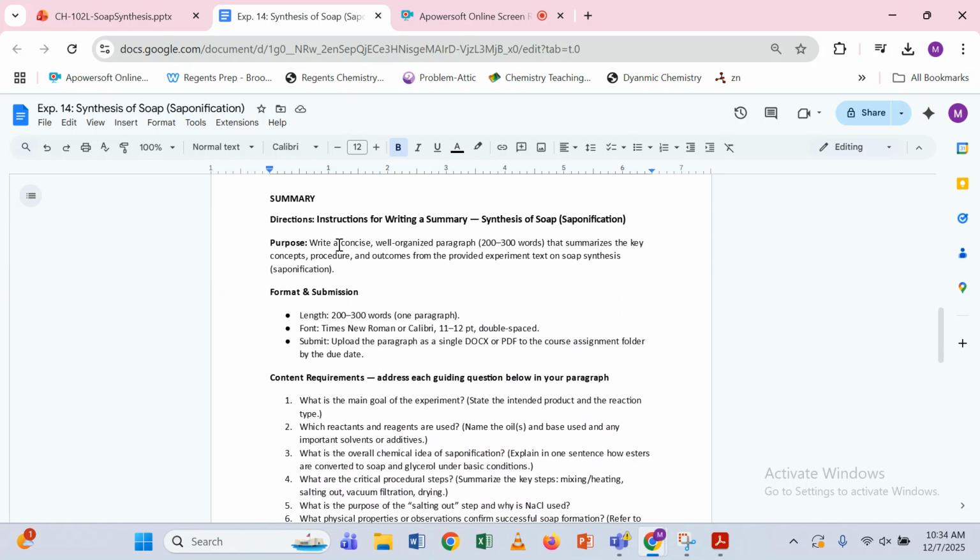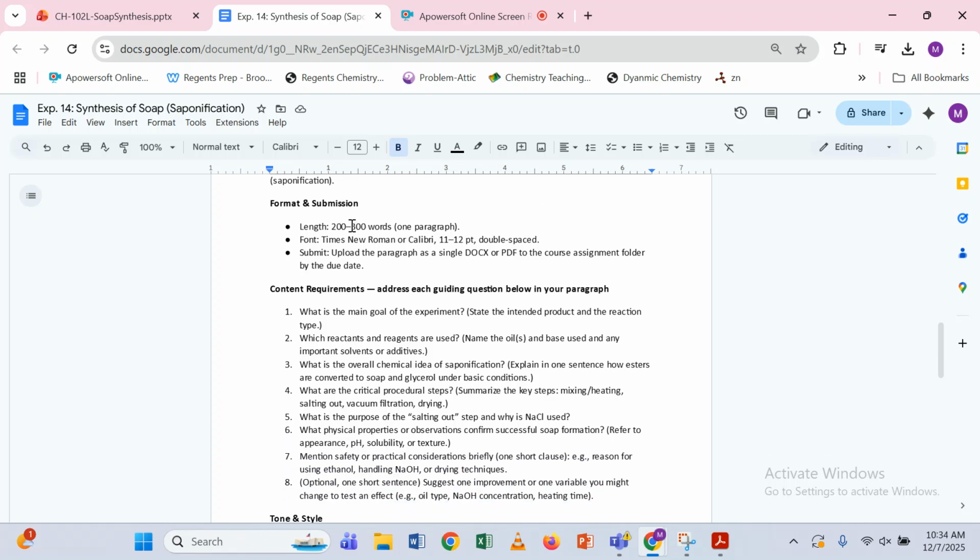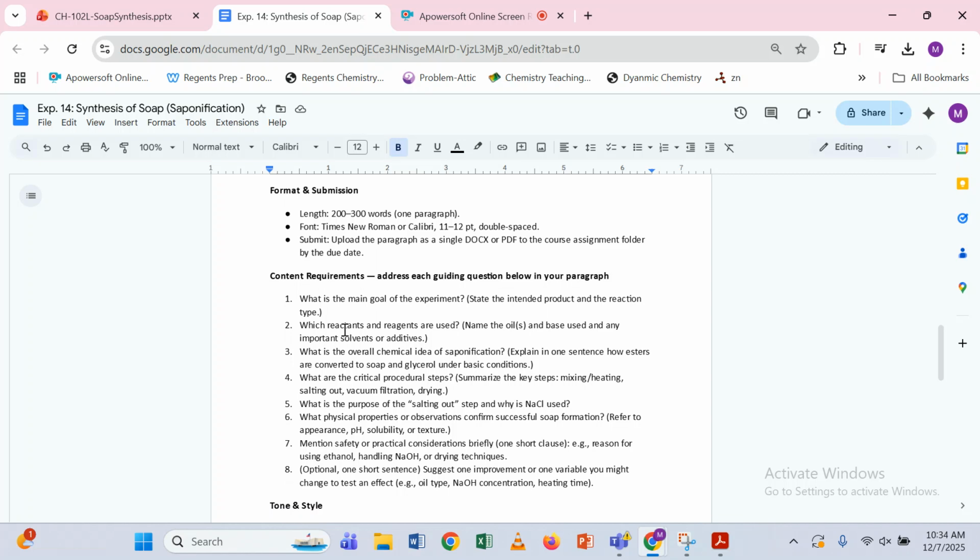So, you're going to write a concise, well organized paragraph, 200 to 300 words that summarizes the key concepts, procedures, and outcomes from the provided experiment text on soap synthesis saponification. It's about 200 to 300 words. The font is Times New Roman or Calibri 11 to 12, double spaced. And make sure to upload the paragraph to our usual Bright Space.